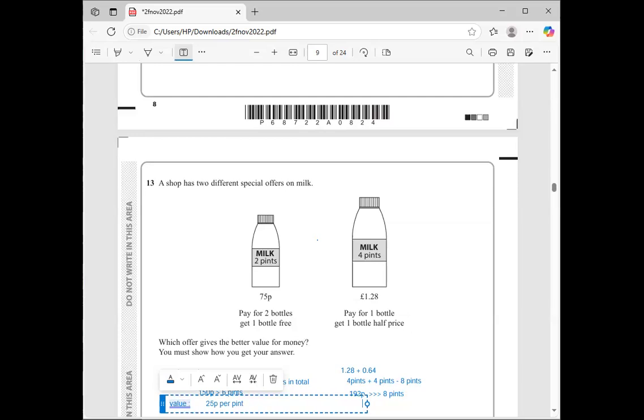Please do the same thing for the other one. 192 divided by 8. That's 24, right? 192 divided by 8. Oh, yes, 24. Okay. So which one will give you better value?